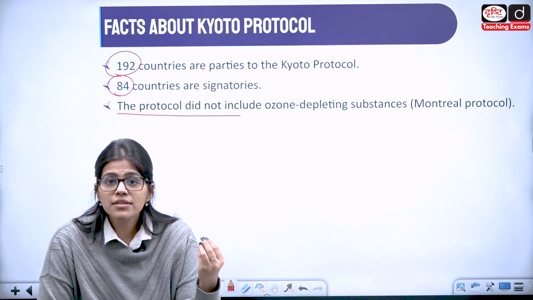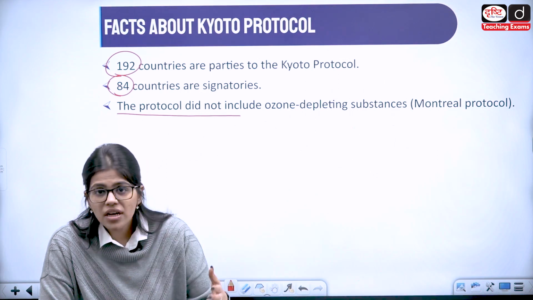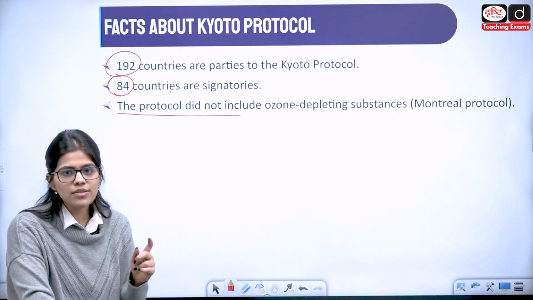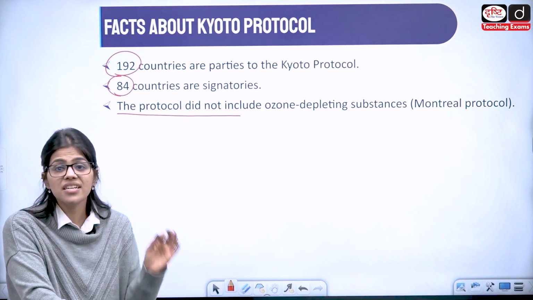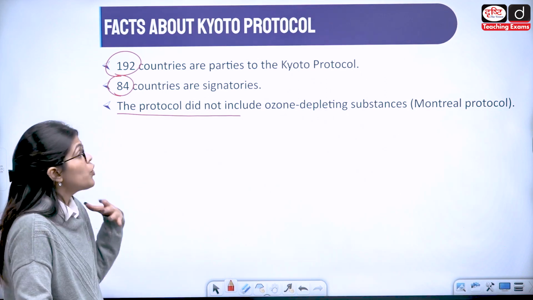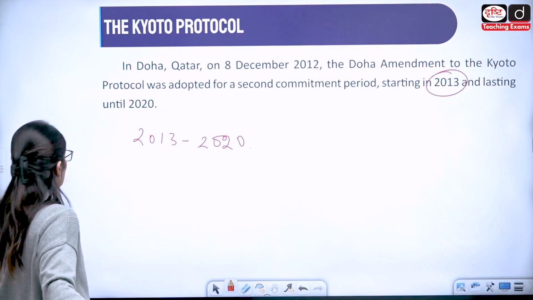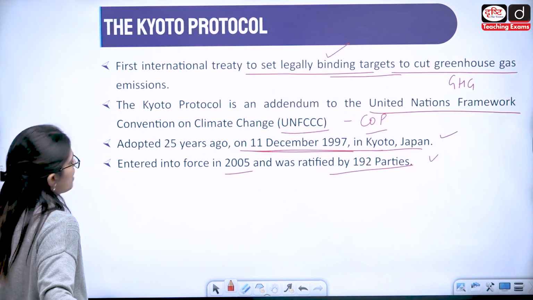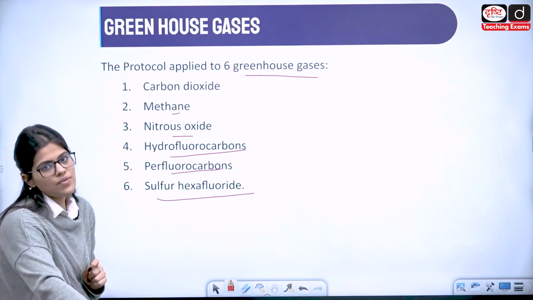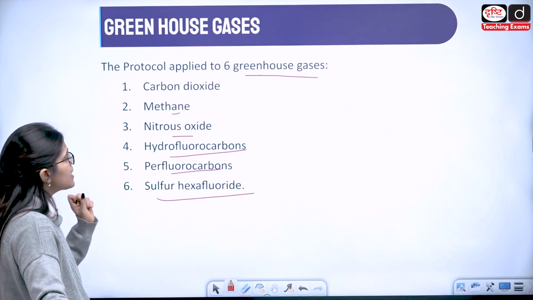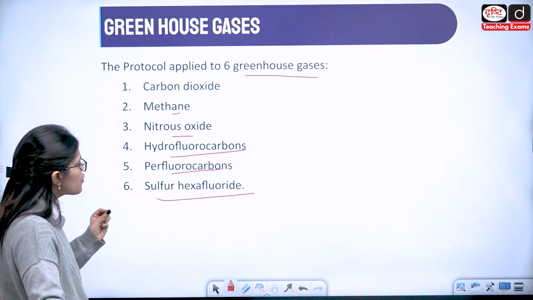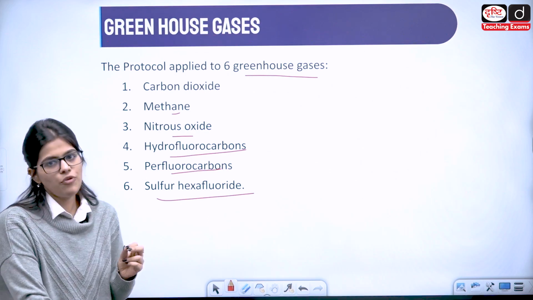So a lot of students make this blunder in the paper. Do not confuse yourself. Montreal Protocol is for the ODS, ozone depleting substances, the dirty dozens that pollute the environment, and your Kyoto Protocol is talking about the greenhouse gases. These 6 greenhouse gases are carbon dioxide, methane, nitrous oxide, hydrofluorocarbons, perfluorocarbons, and sulfur hexafluoride, right?